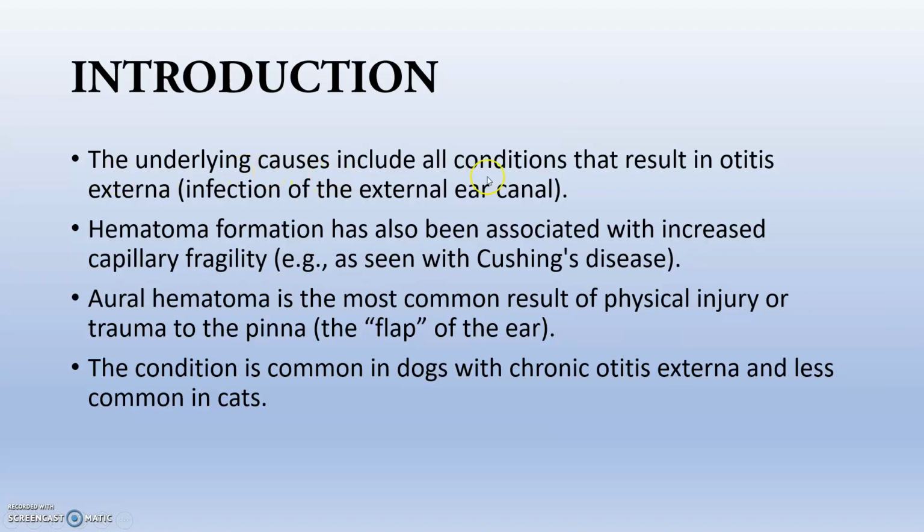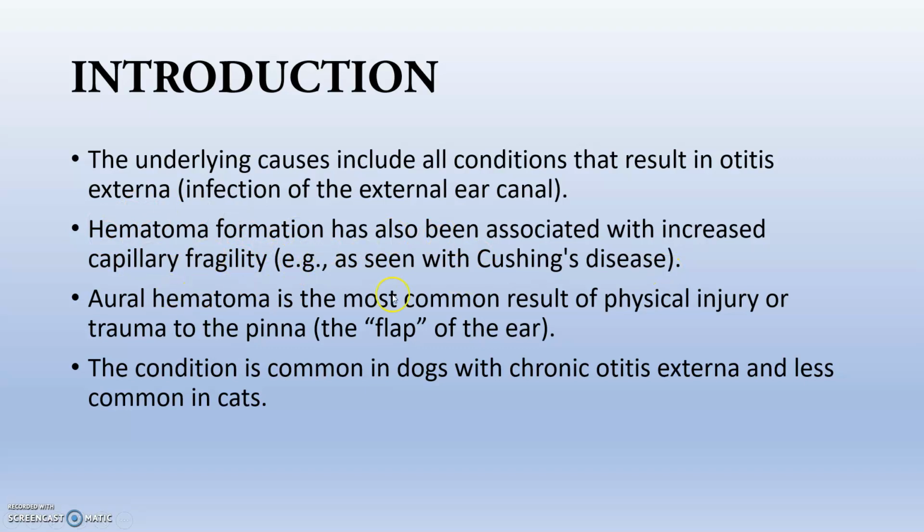The underlying causes include all conditions that result in otitis externa. This will continue as otitis externa, that is infection of the external ear canal. Hematoma formation has also been associated with increased capillary fragility. Whenever an animal is suffering from Cushing's disease, there will be increased capillary fragility. So there will be endothelial gaps in the capillary vessels, and through those, the blood and fluid ooze out.